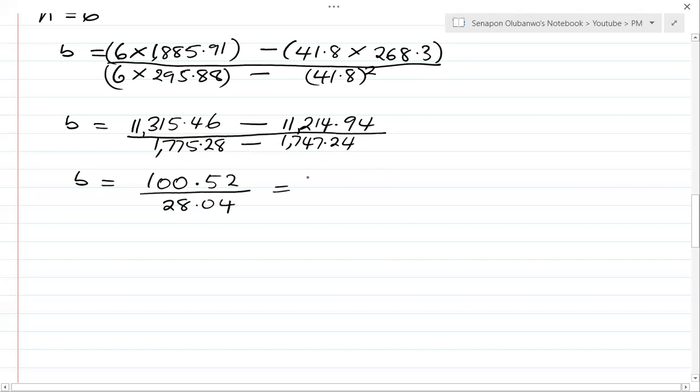And that gives us 3.58, and you can call that the variable cost per unit.